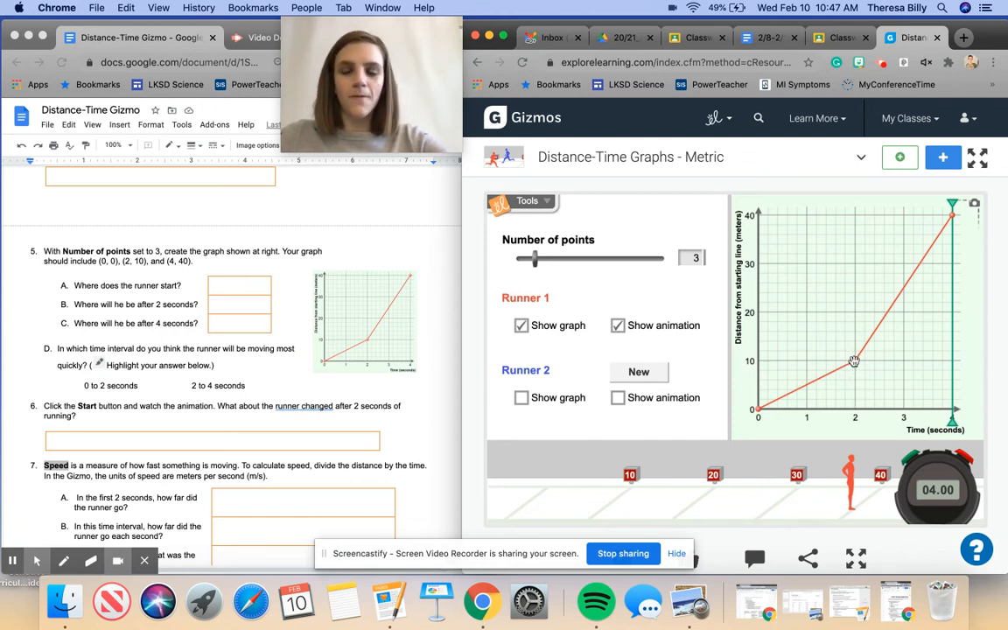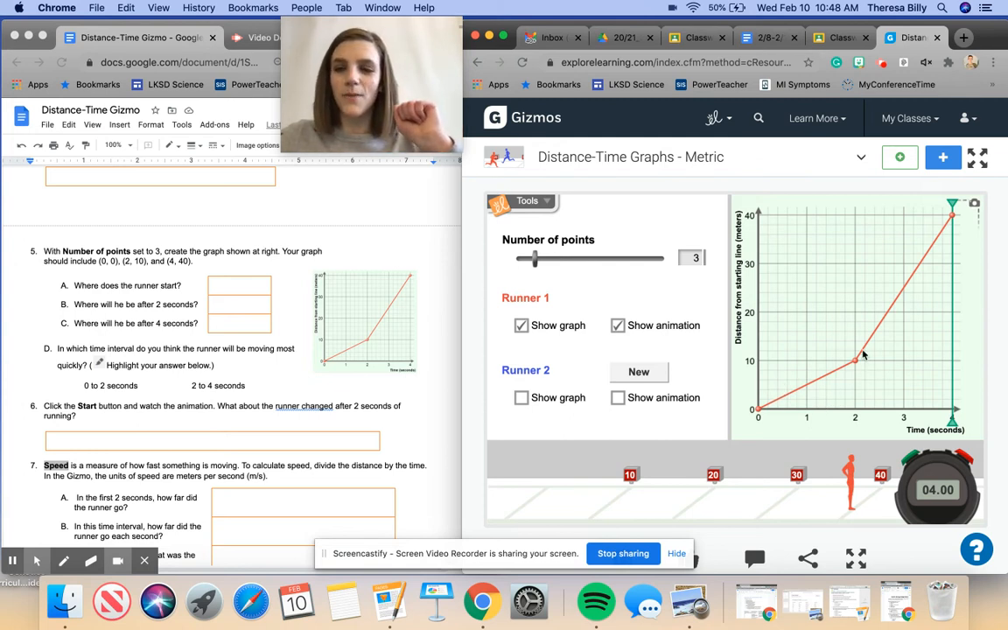Then where will they be after 4 seconds? Same idea. When time is equal to 4 seconds, go up till you hit your line on your graph, and then you go over to the distance, and that tells you the distance after 4 seconds. Okay. It says, in which time interval do you think the runner will be moving the most quickly? Do you think they're going to be sprinting during this first chunk here between 0 and 2 seconds?